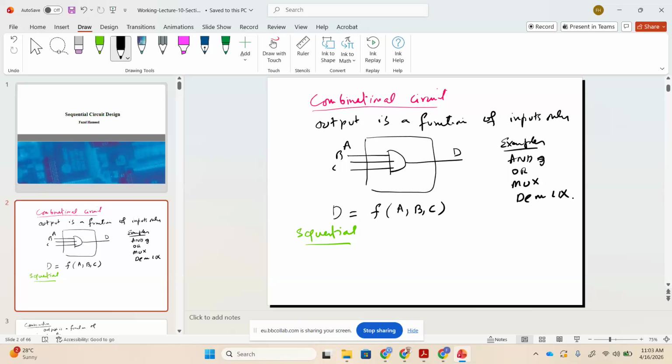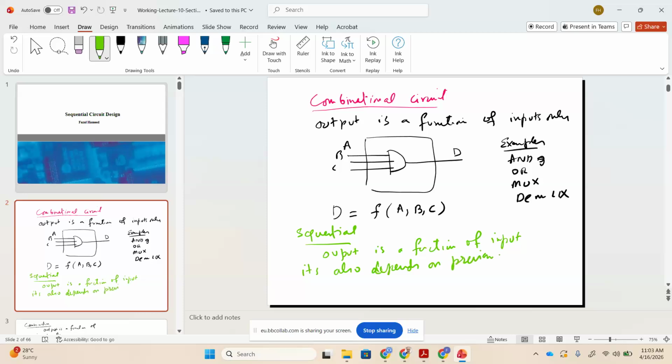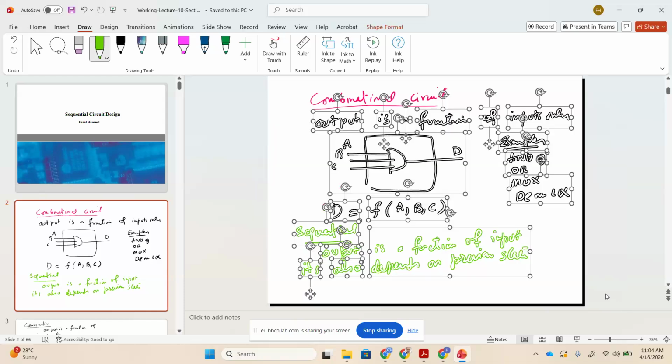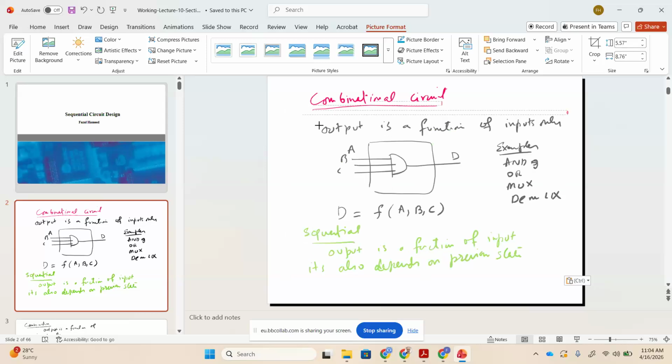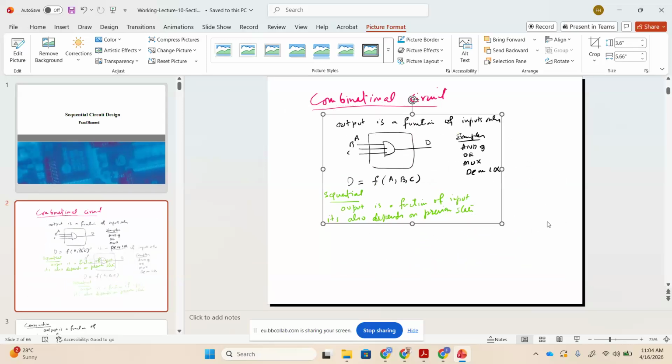Now, what's a sequential circuit? In a sequential circuit, the output is not only a function of inputs, but it also depends on the previous state. I will explain this with an example.